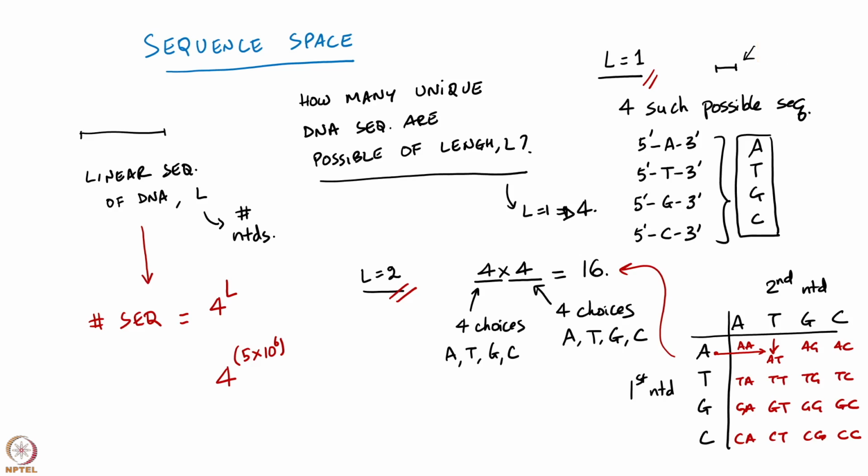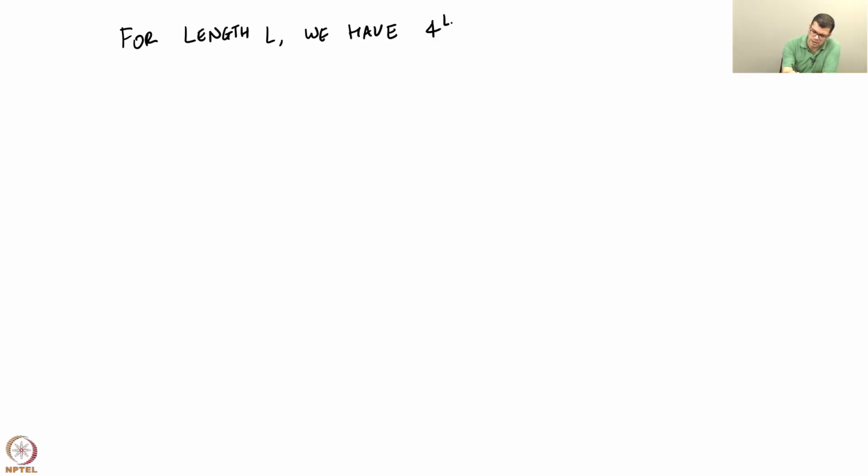All right. So, for length L, we have 4 to the power L possible sequences.